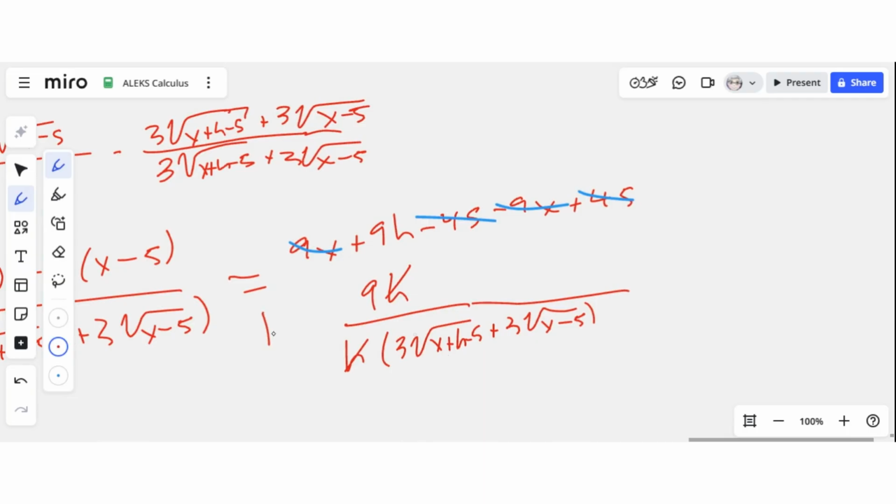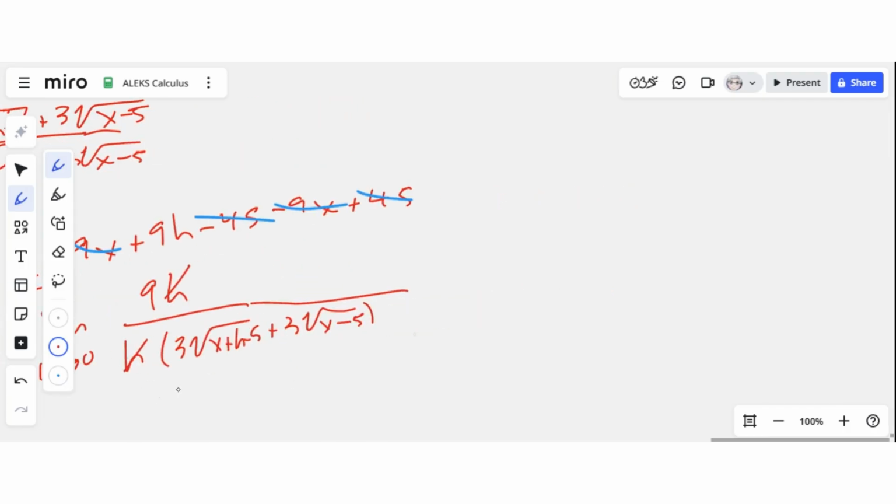Now, let's try to take the limit of this as h approaches 0. I think we can do that now because we're not multiplying by 0 on the bottom. If you think about where h is and it approaching 0, here is the only spot. So really, this bottom would become 3 times the square root of x minus 5 and 3 times the square root of x minus 5. So you've got 2 of those. You can put them together. Well, you've got 3 and 3. You've got 6 of those. So you can put them together. 6 times the square root of x minus 5 on the bottom.